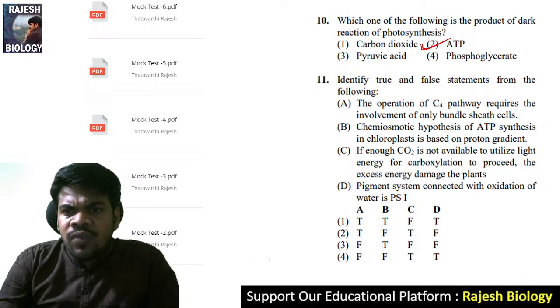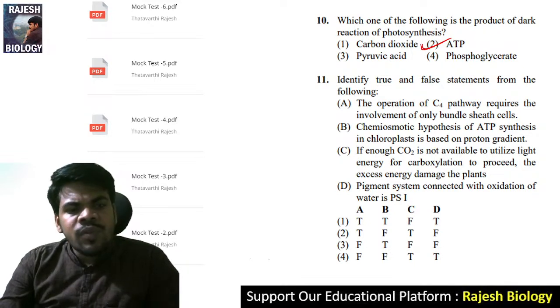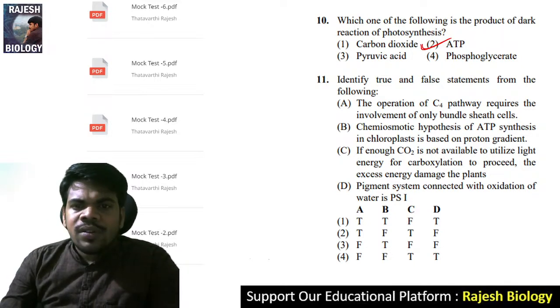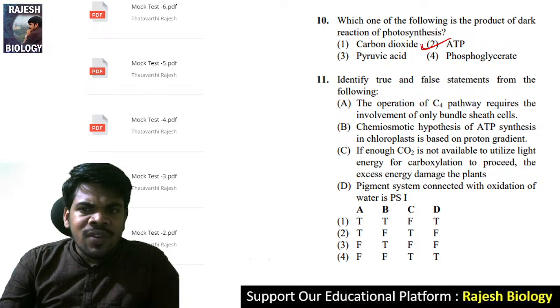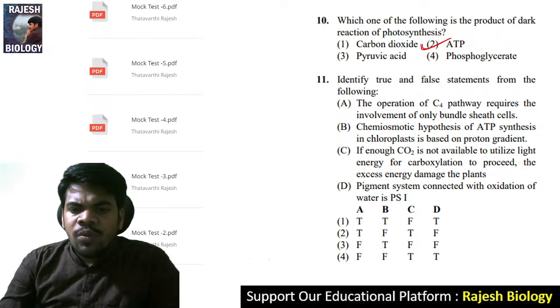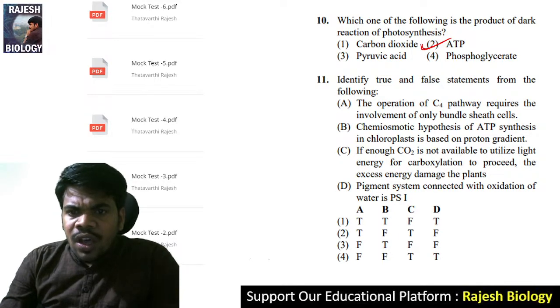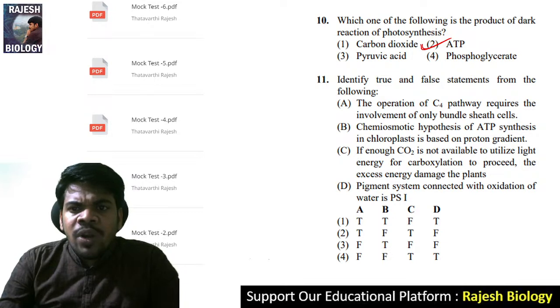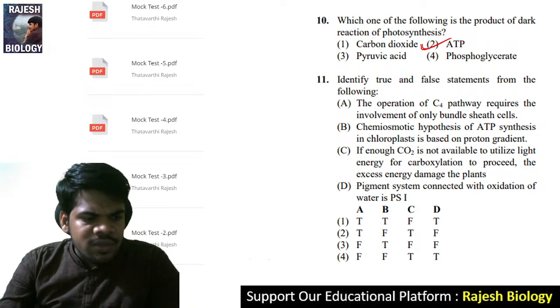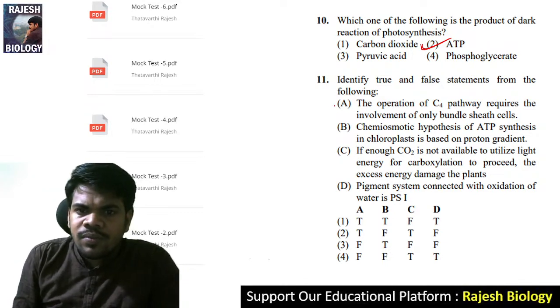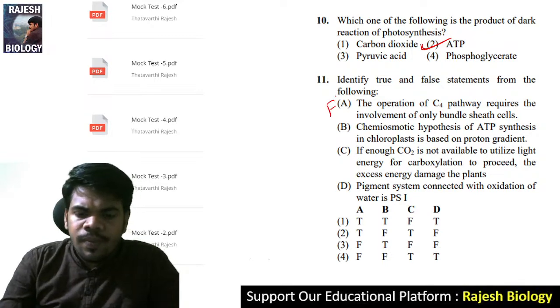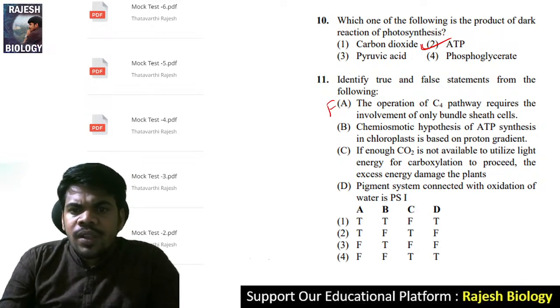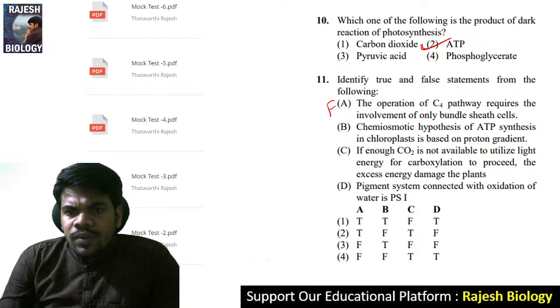Identify true and false statements from the following. This type of question becomes more common. Come to the first one. The operation of C4 pathway requires the involvement of only bundle sheath cells. This is wrong. Next.